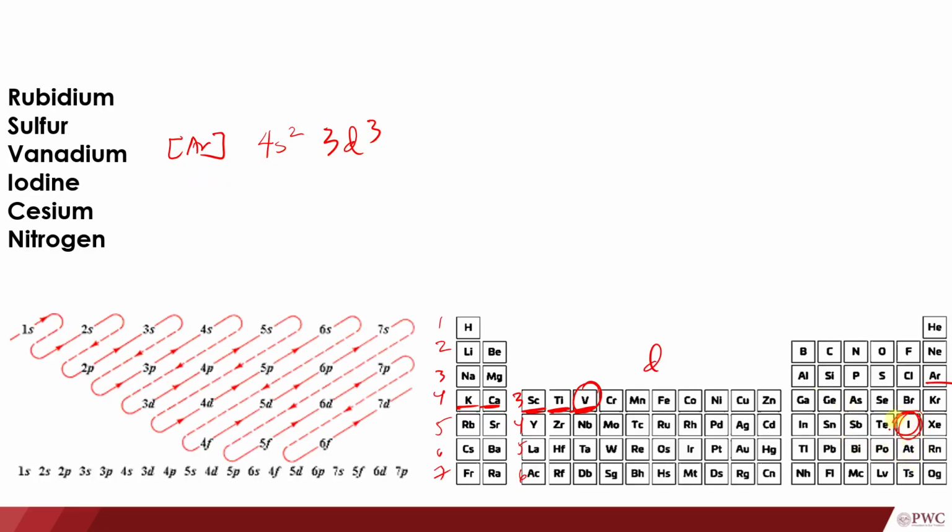Next, we have iodine. Iodine is over here. So the closest before iodine is krypton. Kr. Then we have 5s1, 5s2. Then we have the 4d1 to 4d10. So 4d10. Then we have 5p1, 5p2, 5p3, 5p4, 5p5. We have 5p5.